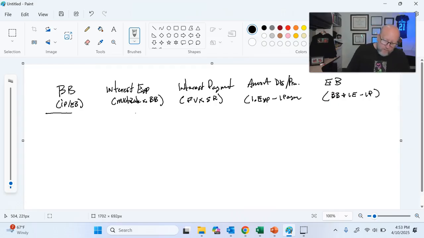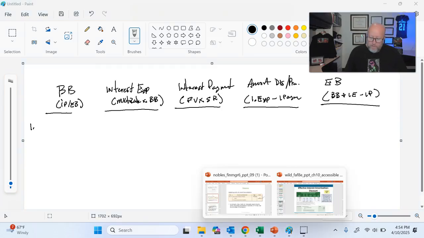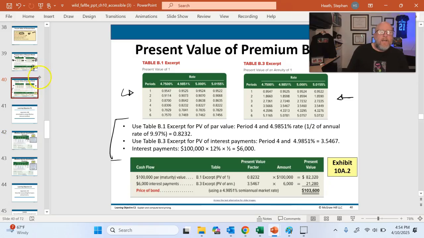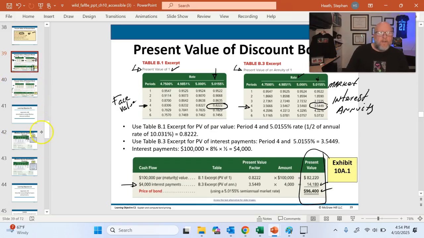Okay, let's do this. Let's start with what the slide is telling us. Period 1. What's the PowerPoint slide telling us? Okay, we are issuing a bond, right? So we're issuing the bond for $96,400. We just learned how to calculate the issue price. That was all of those slides from the previous video.